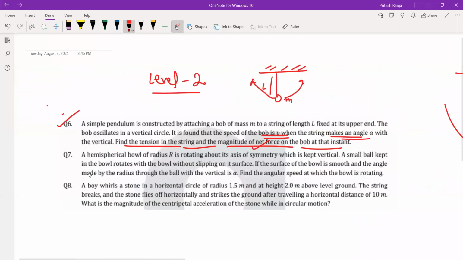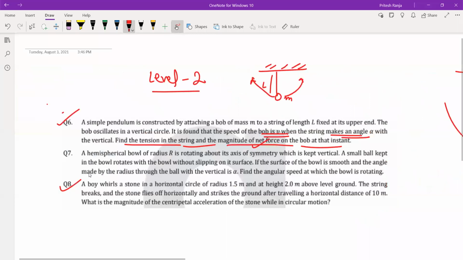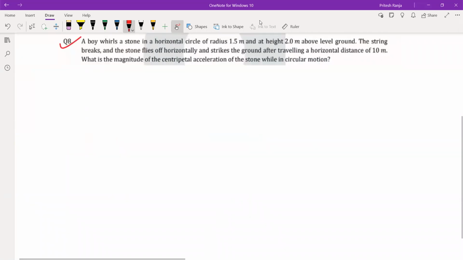Number 8, quickly all will do. This eighth one, first you all should try and then we will do this. At least one answer I should get in the chat.